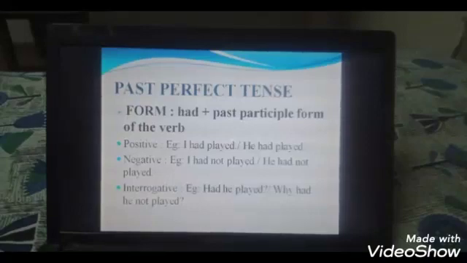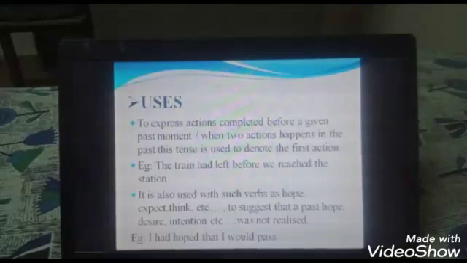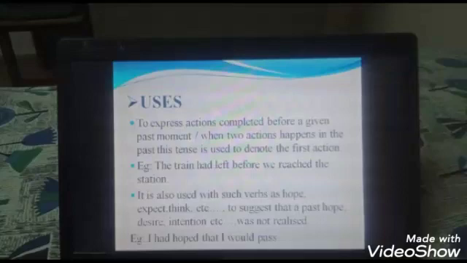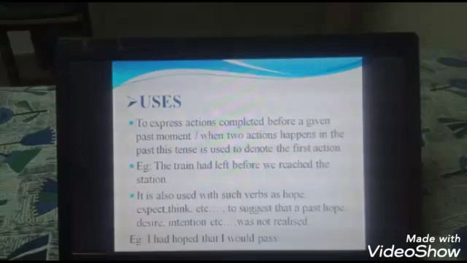Now let's move on to the uses of past perfect tense. The first use is, it is used to express actions completed before a given past moment. Or, when two actions happen in the past, this tense is used to denote the first action. I'll explain it with an example. The train had left before we reached the station. Two actions happened in the past and the first action is the train had left. The train had already gone before we reached the station.